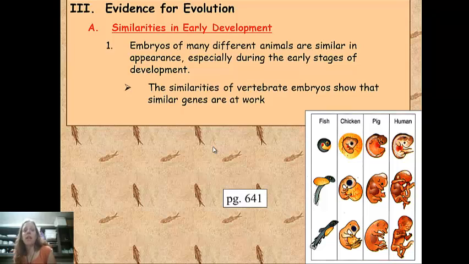So embryonic development is evidence supporting evolution. The fact that these four organisms look similar during the first trimester of fetal development tells us that we all share a common ancestor. Makes sense since we're all vertebrates. We all have a backbone. So it makes logical sense in science that we all descended from a common ancestor. All right.